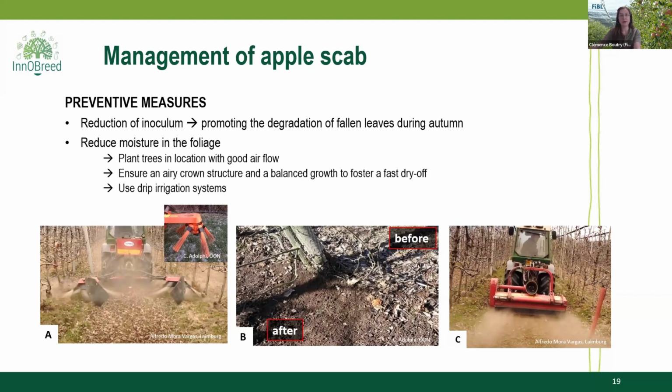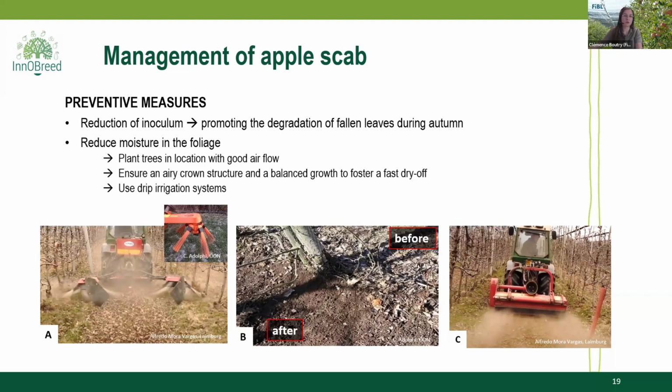In picture A, you have brushes to brush all the leaves in the middle of the tree row. And then in picture B, you would see the difference of the brushed side and the non-brushed side. And in picture C, you go with the machine and you shred the leaves, which helps or fastens the degradation.